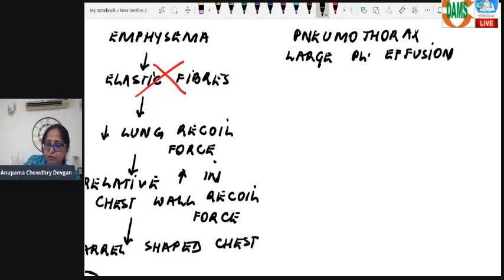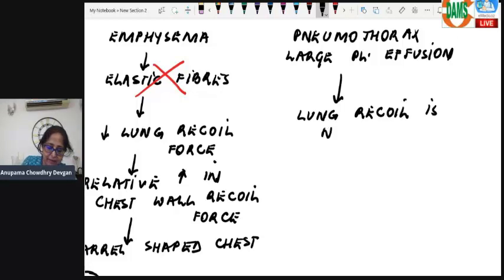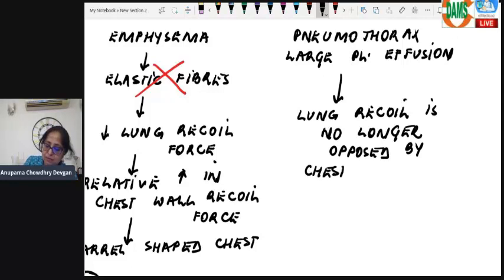Now you have fluid or air in the pleural space. Once you have fluid in the pleural space, there is now something which has broken the link between the chest wall recoil and the lung recoil. So lung recoil is no longer opposed by the chest wall recoil.